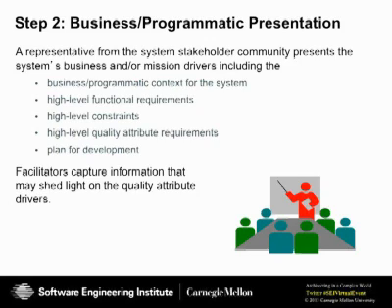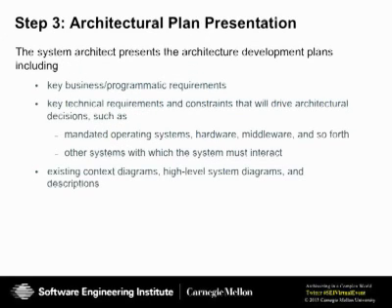And step 3, somebody that represents the architecture team gets up and in some ways gives a similar presentation. The architect will talk about what he or she thinks the context for the system is, what some of the business goals and objectives are, and the key requirements, such as functional requirements, quality attribute requirements, and design constraints.